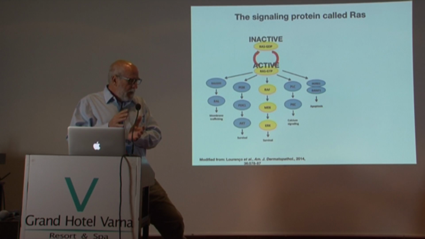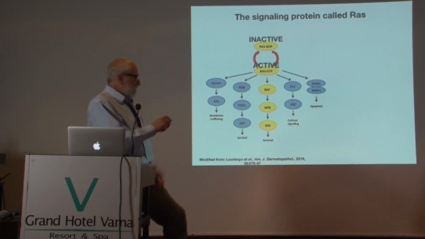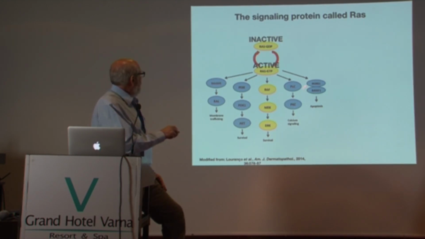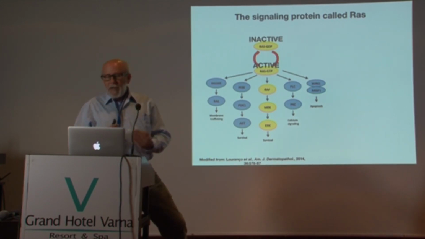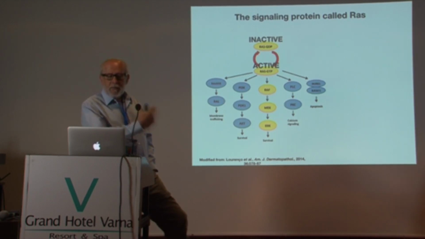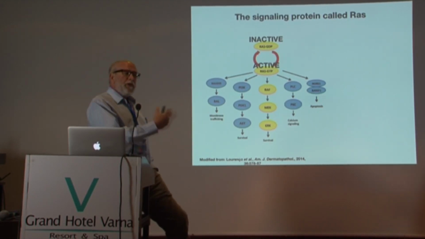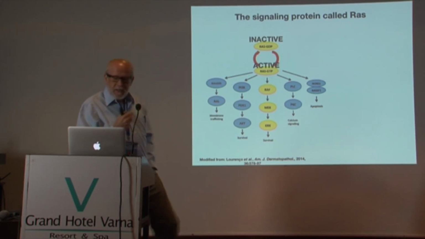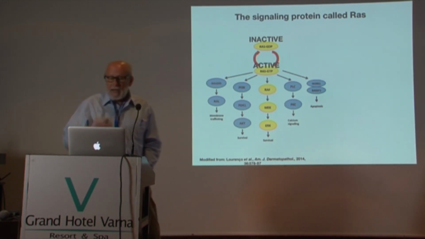rigidification of a certain loop that promotes and facilitates the binding of most of these proteins that you see here. Many of these proteins are called effectors, and they play roles in recruiting other proteins. Some of them are kinases that start a signaling cascade.